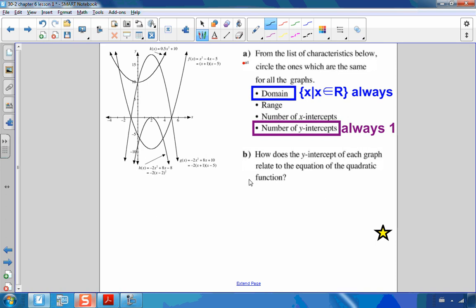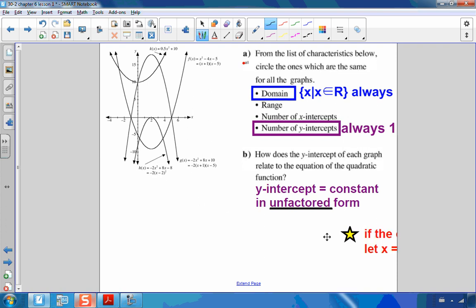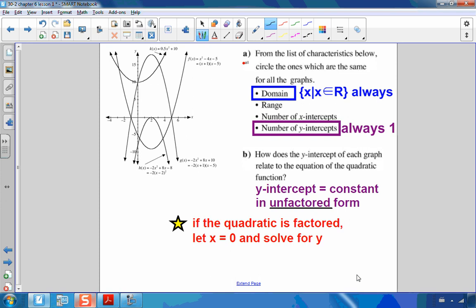And how does the y-intercept of the graph relate to the equation? Remember, that is your constant value. Constant value of 10 here, y-intercept of 10. Constant value of -8 here, y-intercept of -8. So the y-intercept will be the constant in unfactored form. So if it's in unfactored form, it's just the number all by itself. If it's in factored form, we have to let x be 0 and then solve for y. So just a little bit of an extra step.